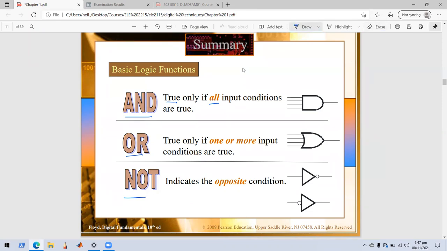Another logic gate is the OR gate. Now it's true if one or more of the inputs are true. So if all of these inputs are zero, the output's going to be zero. But if any one of them is one, the output is going to turn on. So the OR gate, compared to the AND gate, is very easy to turn on.